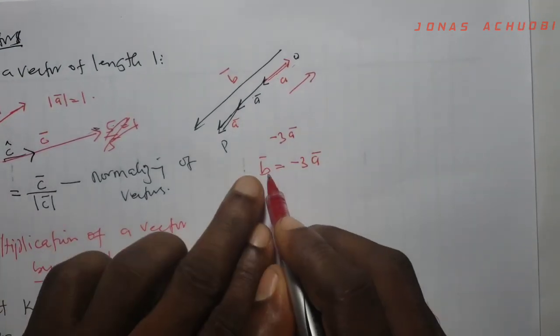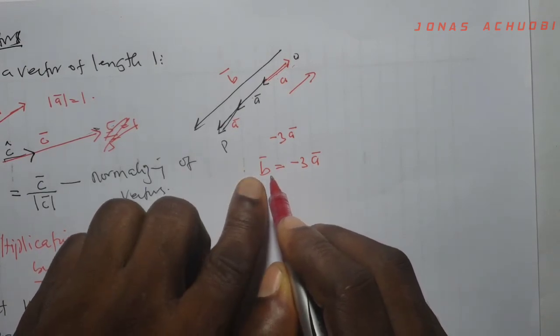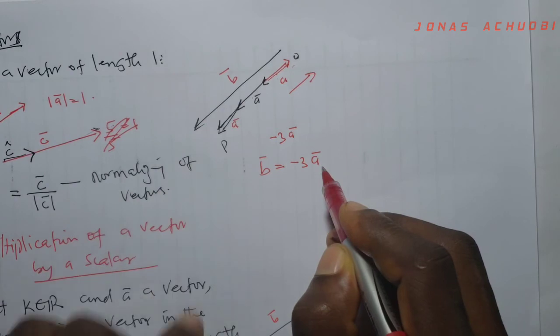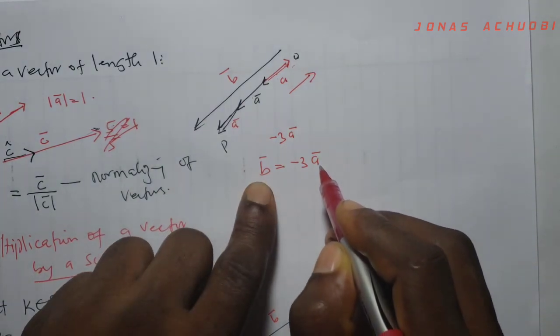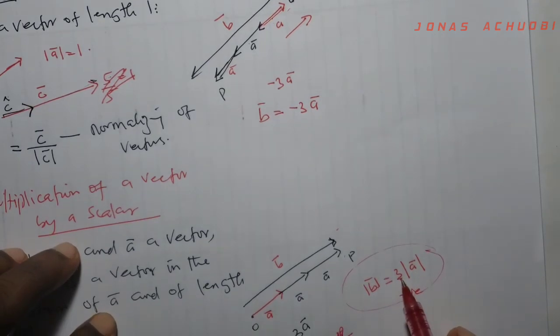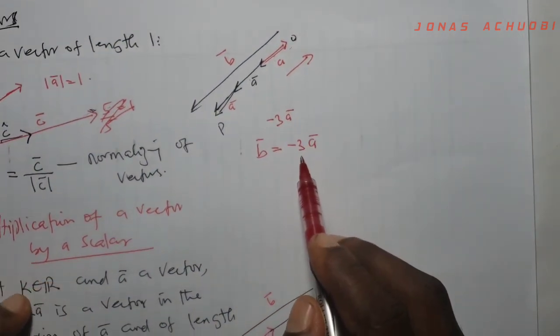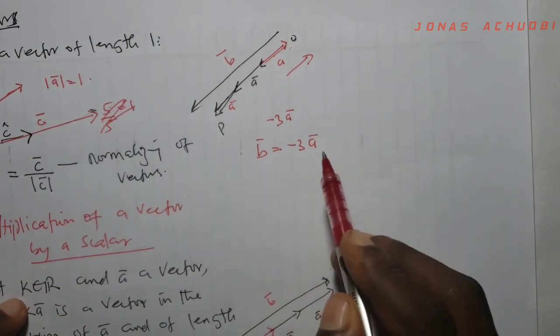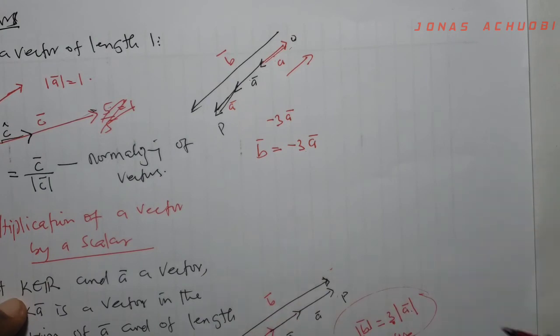So the next question, what we should take note of here again is that vector B and vector A this time around act in exact opposite directions. Okay, where K, 3 here, was positive, vector B and vector A were in the same direction. But when the scalar here is negative, it tells you that vector B and vector A are acting in the opposite directions. What happens to the length?